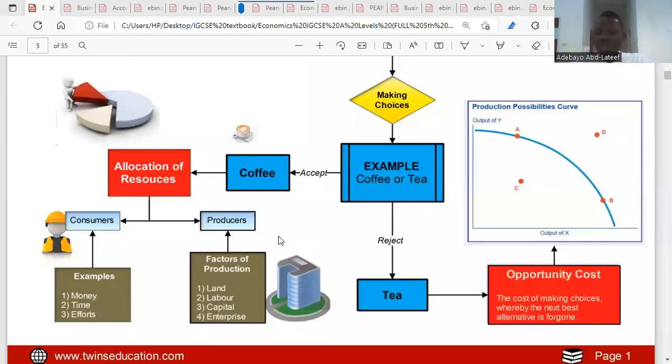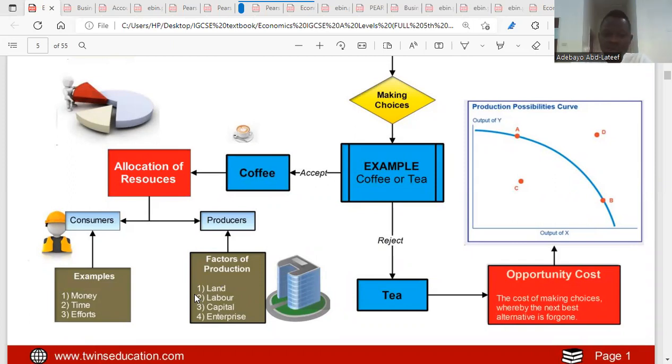Factors of production are resources that help in the production of goods and services. The producers make use of land, labor, capital, and enterprise. There wouldn't be anything produced in this world without the factors of production, whatever it is, in terms of goods or services. That's why we said factors of production are the resources that help in the production of goods and services.